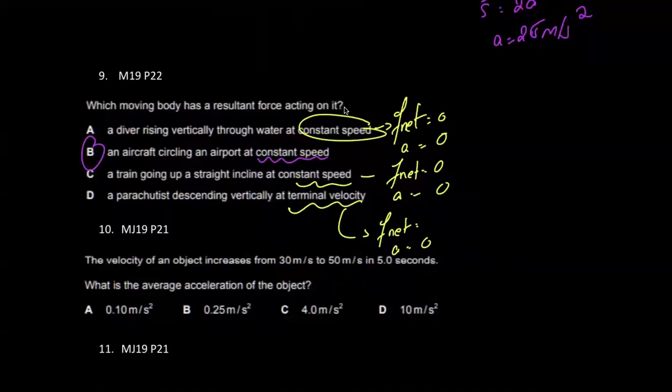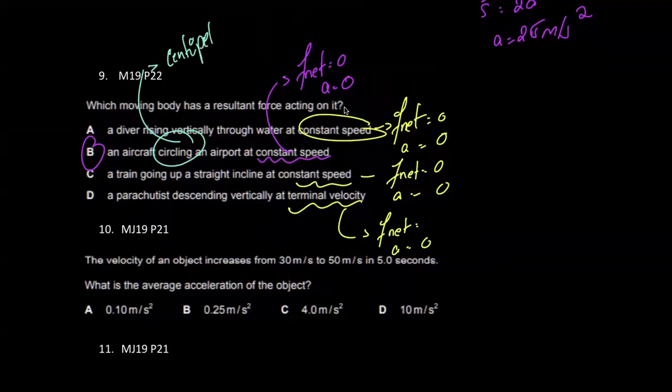If you look at this, constant speed, again your F net is 0 and your acceleration is also 0. However, for it to travel in a circle, it needs centripetal force. So it has force, but the force is acting perpendicular to the velocity.